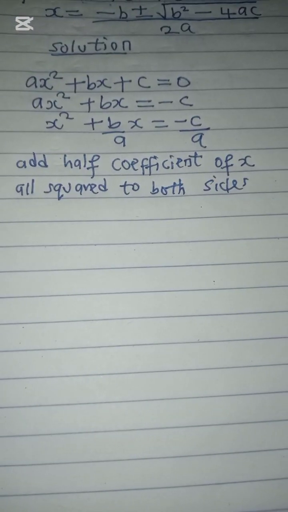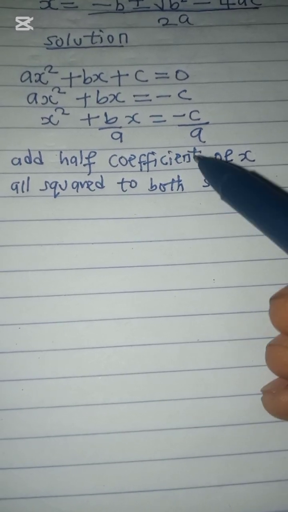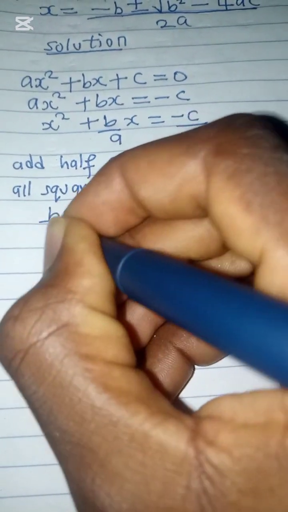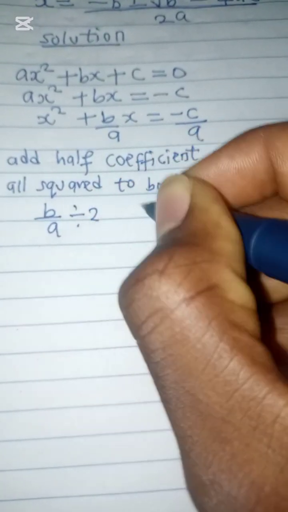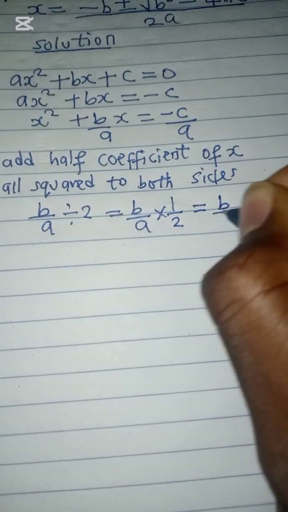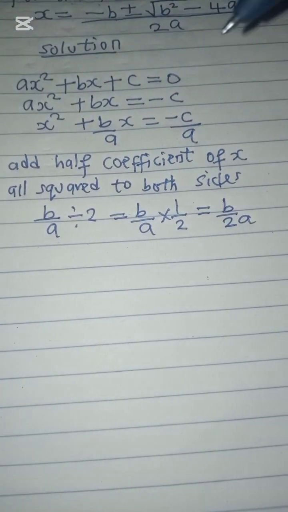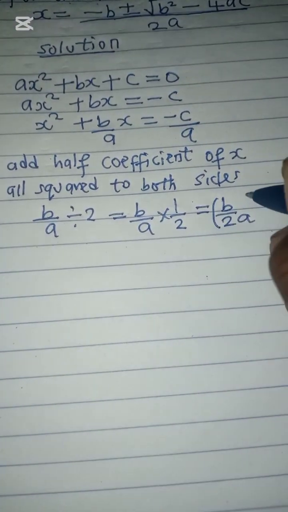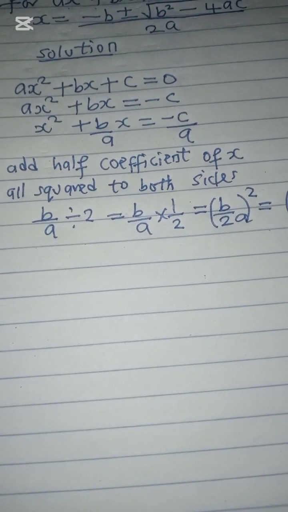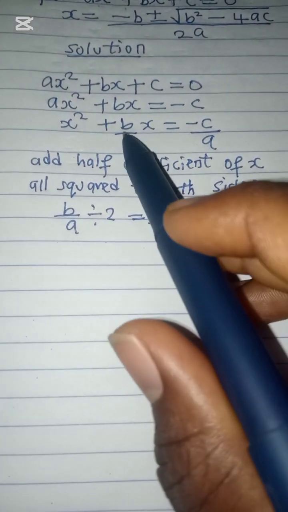So the next step is that we add half the coefficient of x all squared to both sides. In this case, the coefficient of x is b all over a, and half of b over a is b over a divided by 2, right? Which is equal to b over a times 1 over 2, which is equal to b over 2a. Then the step requires us to add half the coefficient of x all squared. So we square all of these together, which gives us b over 2a all squared. Then we add the b over 2a all squared to our equation.